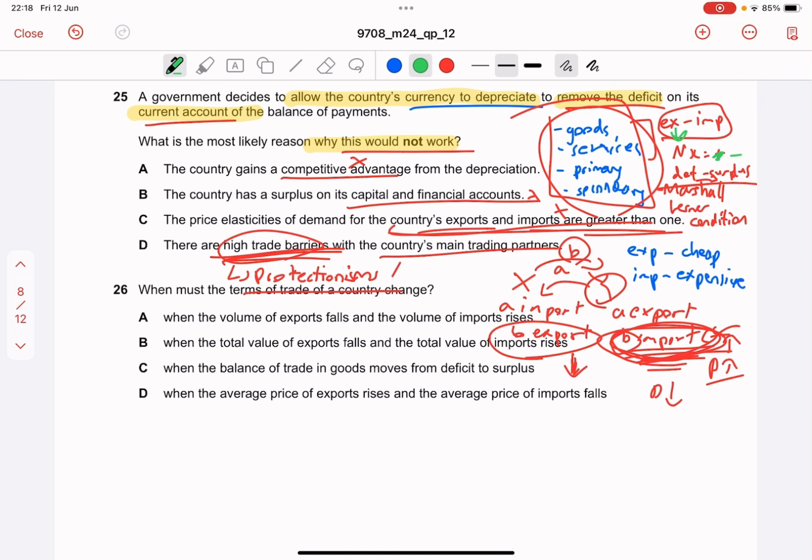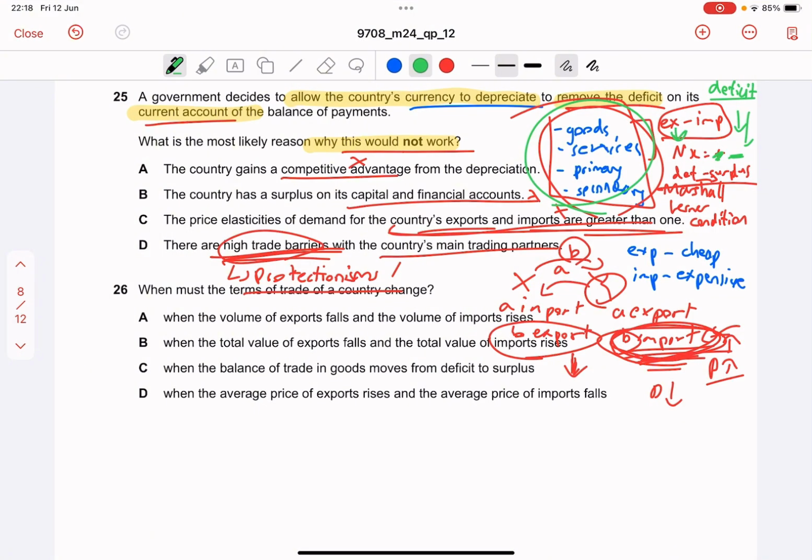If my exports decrease, my net exports is likely to decrease. So that's most likely going to turn into a minus. So as a whole, the value of the current account is likely to decrease. So the deficit is likely to increase because deficit is minus and it's just going to keep going down.